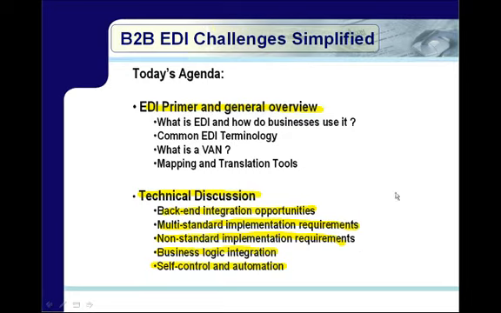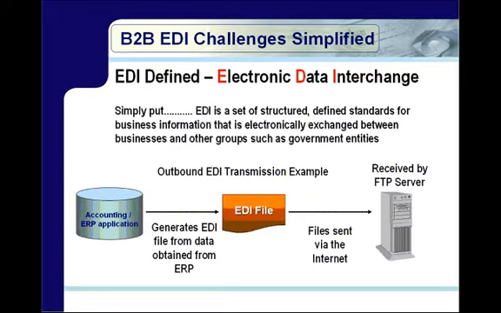So on to the next slide here. This has to do with our EDI primer. So what is EDI? Basically put, EDI is just an acronym that stands for Electronic Data Interchange. And as the slide shows, it's simply a set of structured, defined standards for electronic exchange of business information. And this can be between a number of different business groups and government entities.